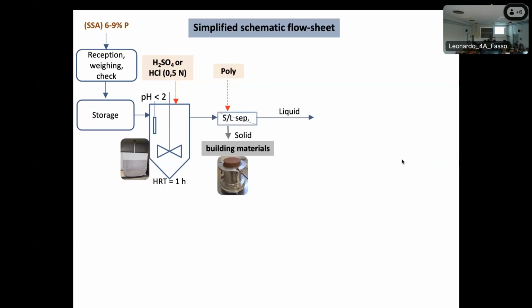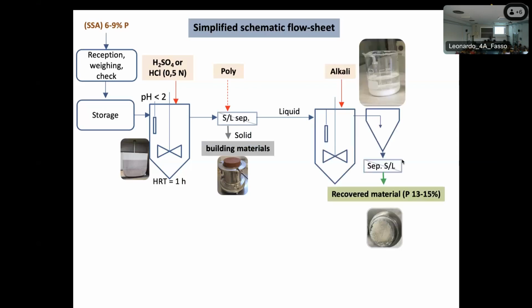After this, we have a solid-liquid separation unit. So we have the liquid, which is also called the leachate, which is enriched with phosphorus. And we also have the solid part, which is the acidic solid residue that accounts for around 80% of the total mass of the ash. The idea is to try to reuse this material in the cement industry as a building material.